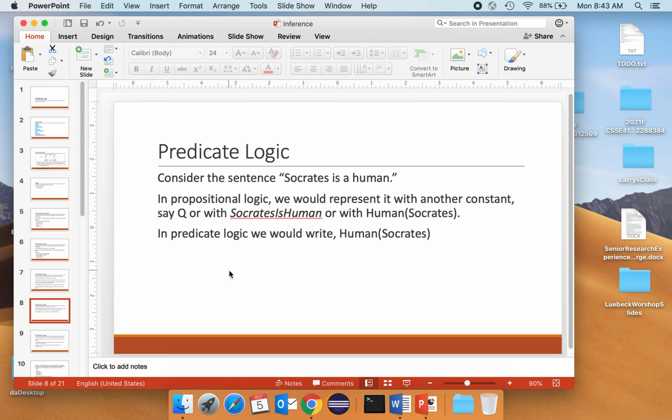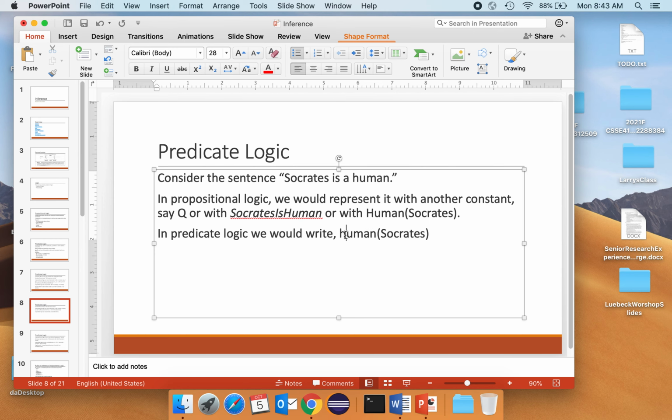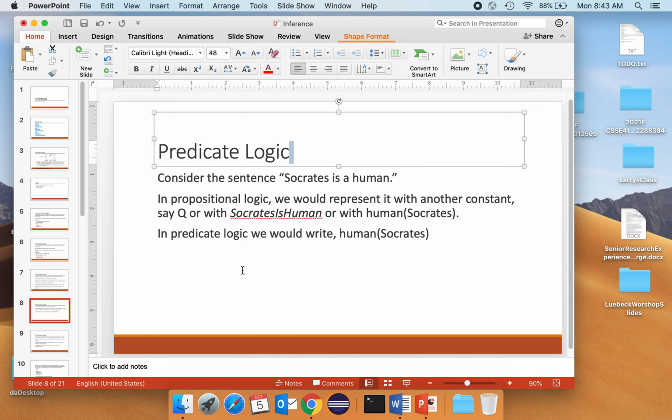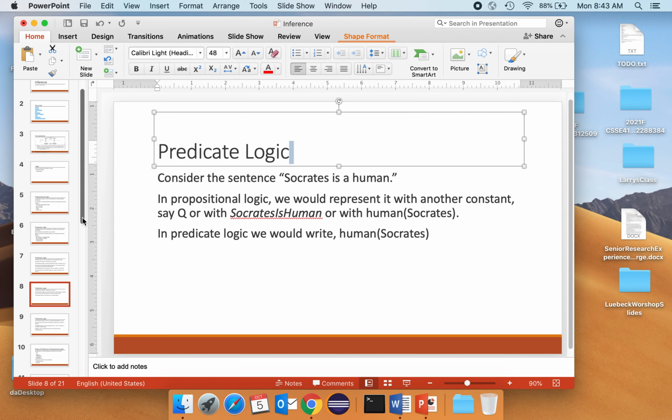So here's a different kind of sentence. Socrates is a human. Again, in propositional logic, we would represent it with some other constant, say Q, or again with something handy, say Socrates is human, or with human Socrates. In predicate logic, for sure, we would do human Socrates. I should probably not capitalize these things. All right, so that's a quick overview of propositional and predicate logic. We will see more about this as we go along.